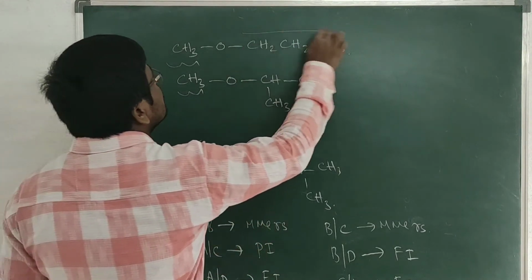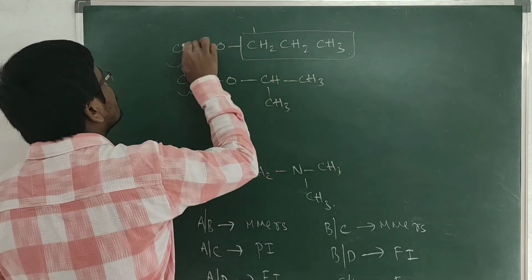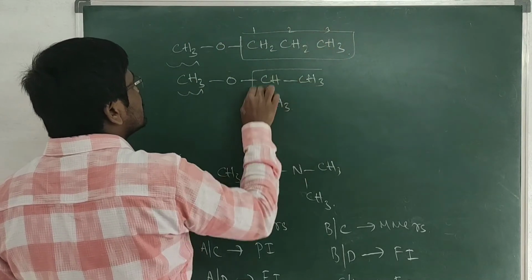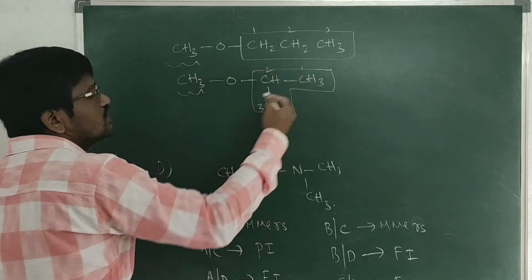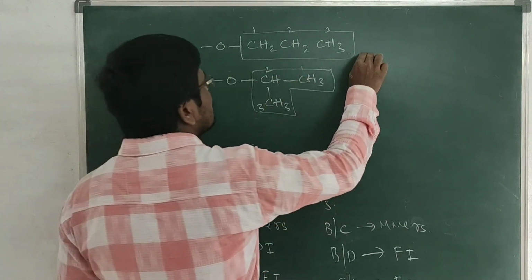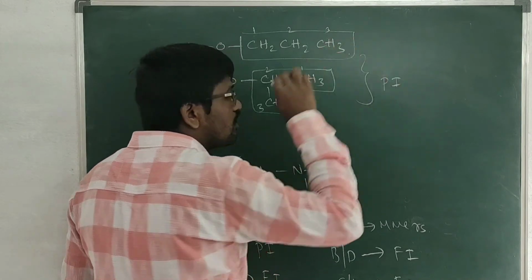Here the parent chain is propane. This is 1-methoxypropane. Here the parent chain is the longest chain, and numbering is given like this, 2-methoxypropane. So these are considered as positional isomers, but not metamers.